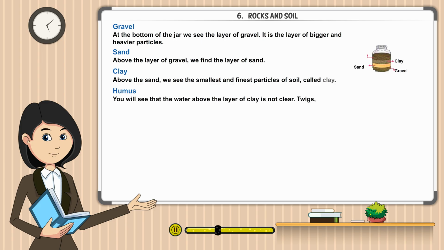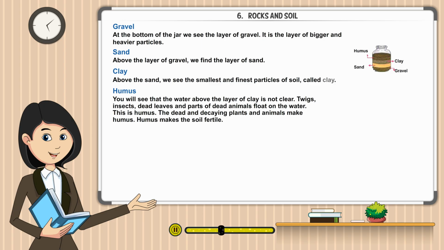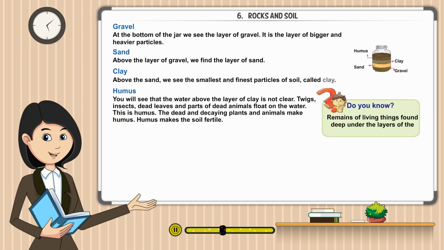Humus. You will see that the water above the layer of clay is not clear. Twigs, insects, dead leaves and parts of dead animals float on the water. This is humus. The dead and decaying plants and animals make humus. Humus makes the soil fertile. Do you know? Remains of living things found deep under the layers of the earth are called fossils.